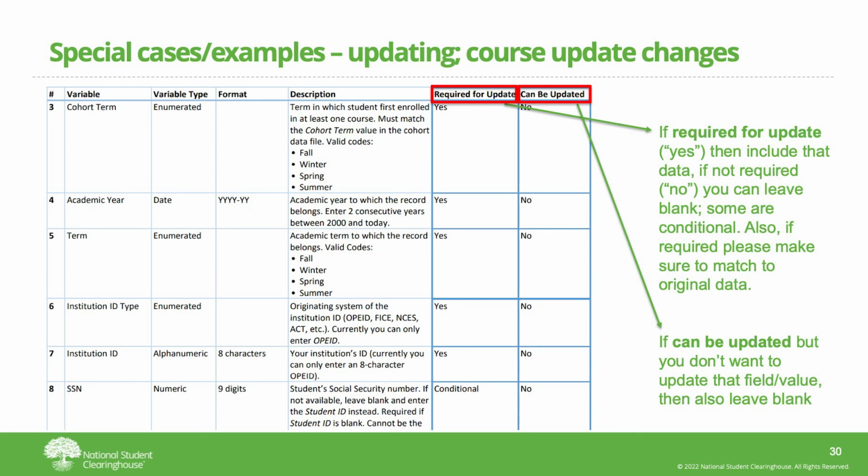So if there's another field that can be updated, but it's not something you're intending to update with this file that you're submitting, just leave that blank. You could potentially leave that blank to avoid accidentally updating a field that you're not actually trying to. So have your required fields for sure, and they definitely match what you already have about that student, and then those can be updated. Just the one you're trying to update is the one that you're potentially going to include.